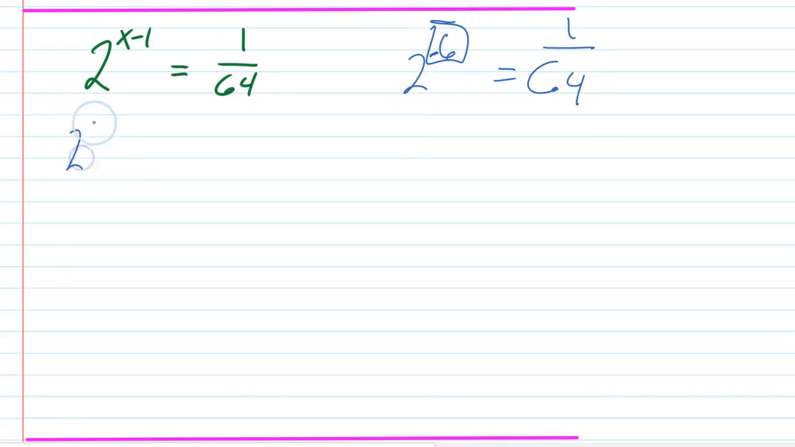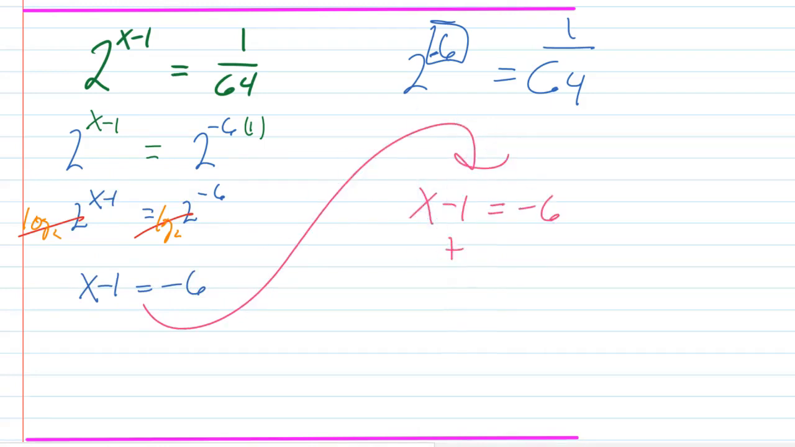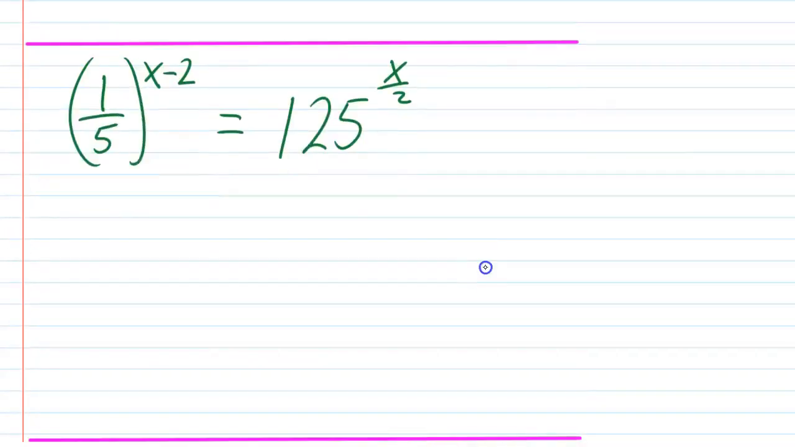That's going to give me 2 to the power of x minus 1, that hasn't changed, is equal to 2 to the power of negative 6, and there was a 1 there already, so negative 6 times 1 is simply negative 6. Now I log both sides, and because I have log base 2 of 2, they simply cancel out, and I'm left with whatever is on top. Now I can solve the equation like a regular math equation, and I get the answer x is equal to negative 5.